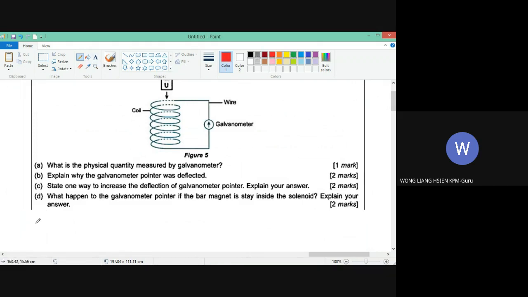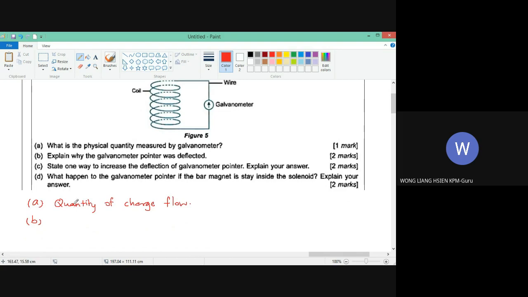The physical quantity measured by the galvanometer is quantity of charge flow. That means how much charge passes through. Then, explain why the galvanometer pointer was deflected. You need to explain, 2 marks.